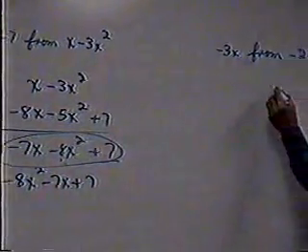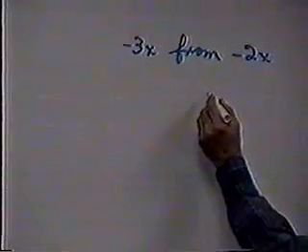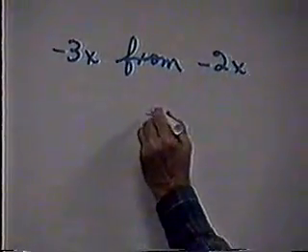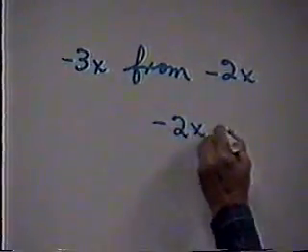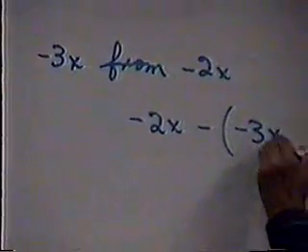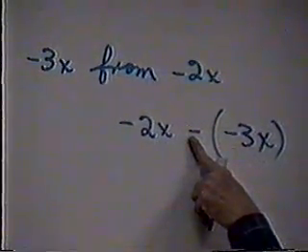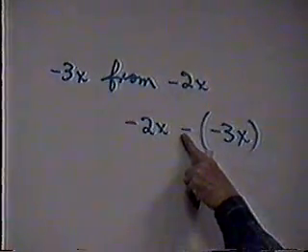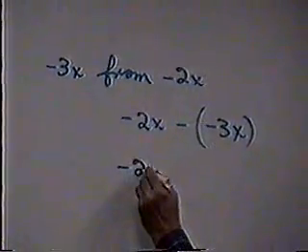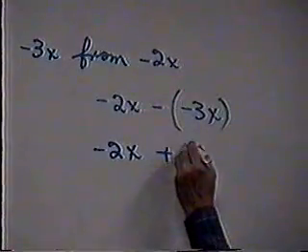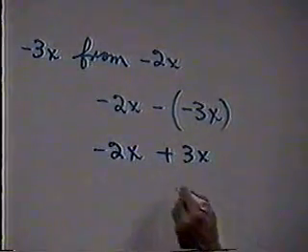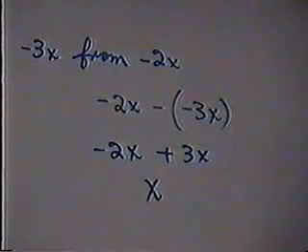This again is why you have to be careful. Take your time, think, be careful. We're going to subtract from the 2x the minus 3x. Subtraction. This is a negative sign. This is a subtraction sign. Big difference. So we're removing parentheses. We get plus 3x. Final answer is x.